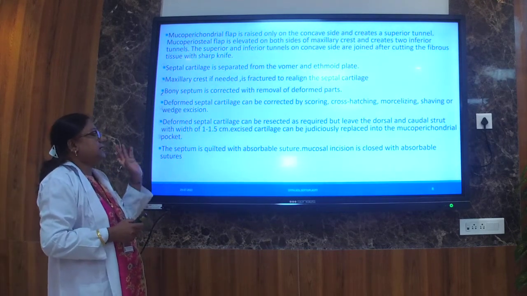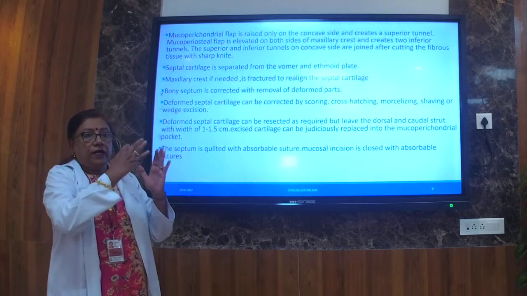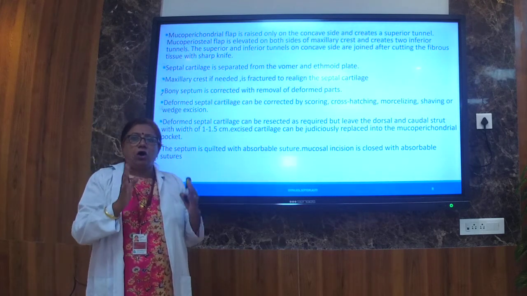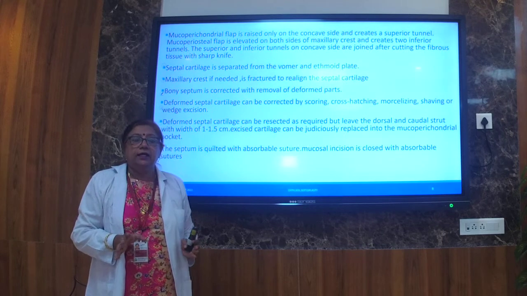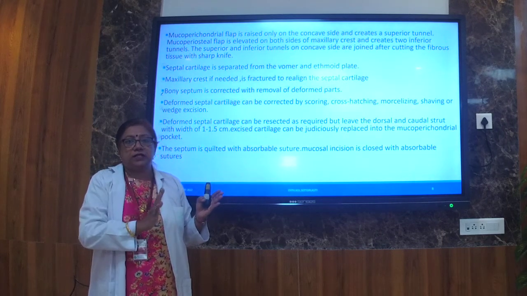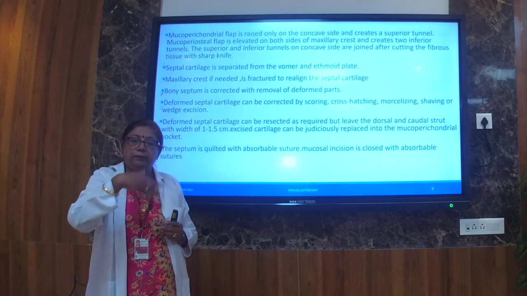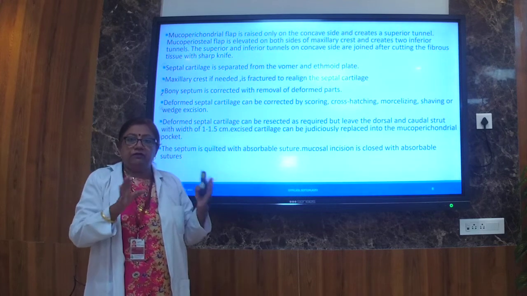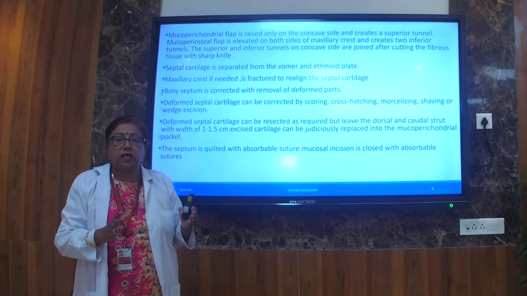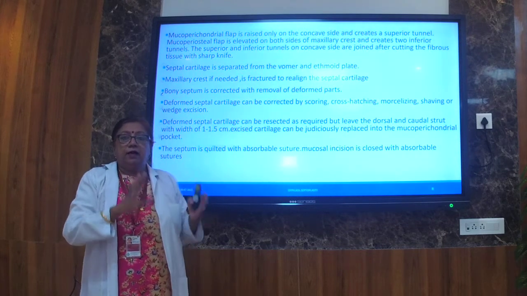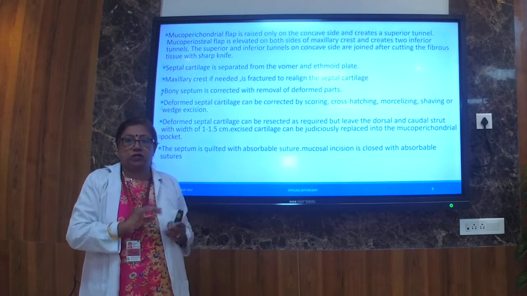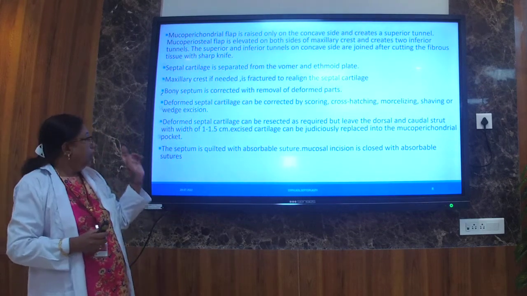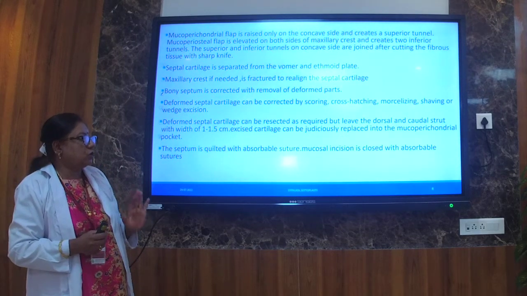So now once you have corrected the maxillary crest, if the spur is there, the spur is removed, all this, if it is corrected totally, then you will have to close it. Isn't it? We have taken the perichondrium, mucoperichondrium, and then the tunnels, superior tunnel, inferior tunnel, everything we have created. We have removed the cartilage. Once we have removed or redeposited it by correcting it, we have to take a suture. So what we do is we take the mucosal, the septum is quilted with absorbable suture.